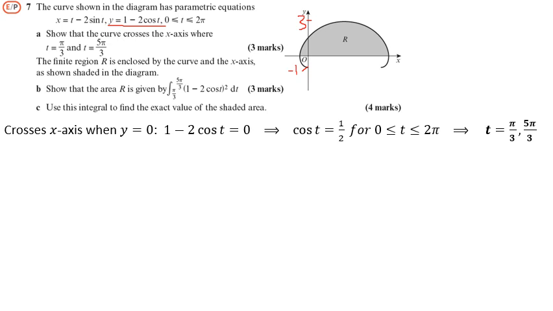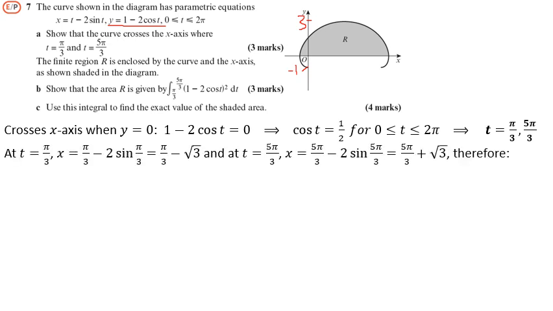What's worth noticing here is what happens to x at those different values. This is a bit more detail than you necessarily need, but given that part B is a show that question, you want to make sure you can justify each step. When t equals pi by 3, x will be pi by 3 minus 2 lots of sine pi by 3, which gives pi by 3 minus root 3. And then if you put in 5 pi by 3, you get 5 pi by 3 plus root 3.